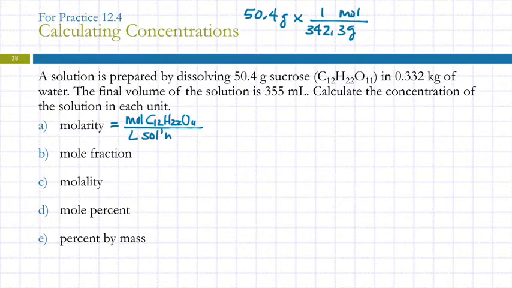So let's do the math here. 50 divided by 342, 0.146. 3 sig figs, but I want to carry 2 extras. 0.14607 moles. So I'm going to put that in the numerator. 0.14607 moles of sucrose divided by the volume in liters.